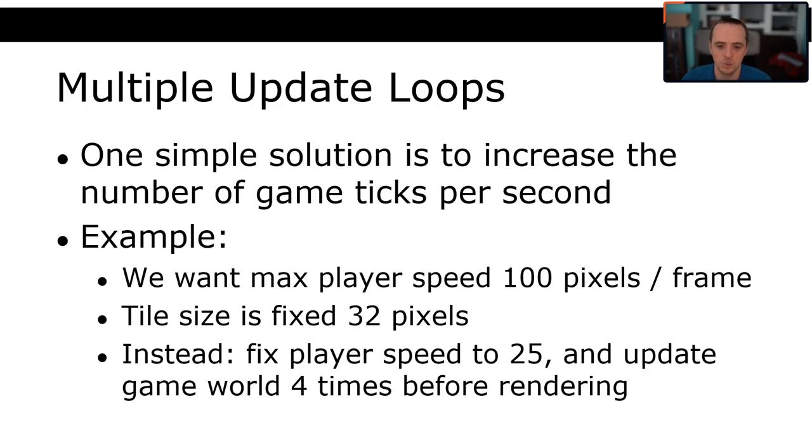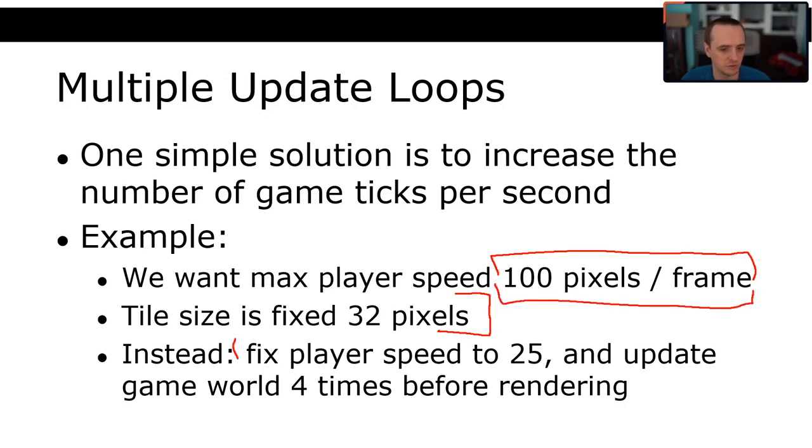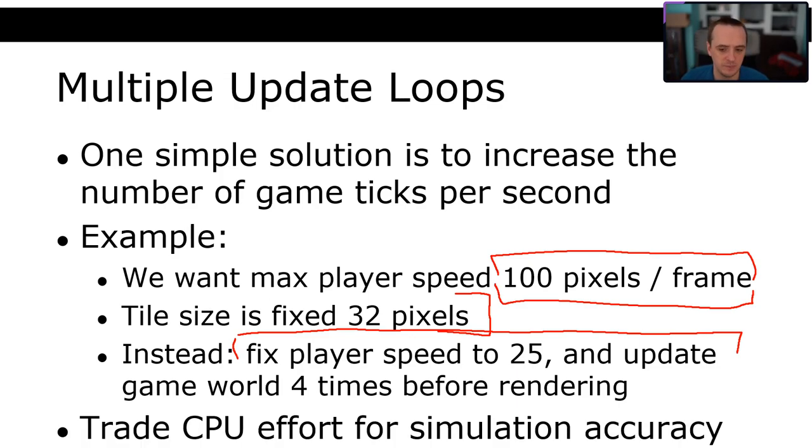So let's say we wanted the max speed of the player to be 100 pixels per frame. If we had a fixed tile size of 32, then 100 could jump over one of those tiles and miss a collision check. So what we could do is, instead of doing one update at 100 pixels per frame, we could do 4 updates at 25 pixels per frame. And as long as our update function takes less than 4 milliseconds, so we could do 4 of them at 60 frames per second, then we could do this, okay? So we're trading CPU effort for simulation accuracy.